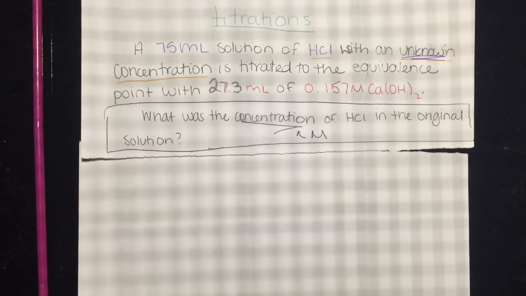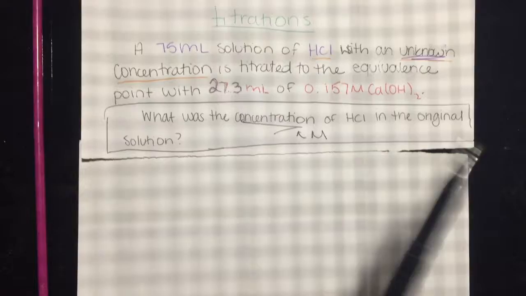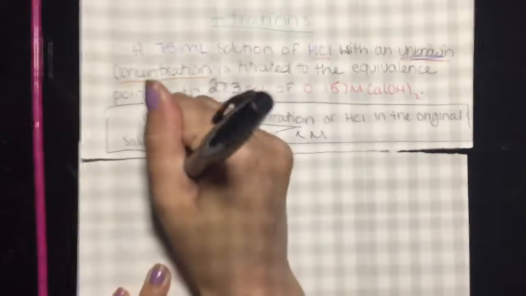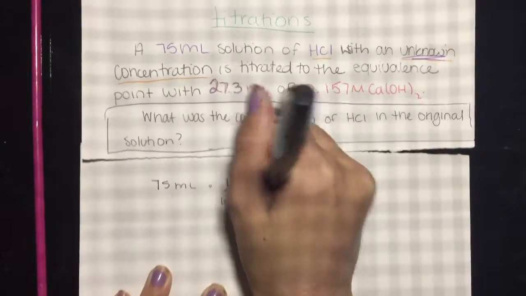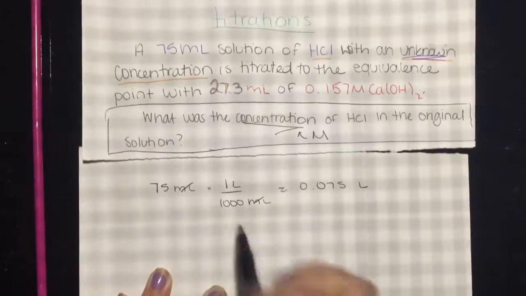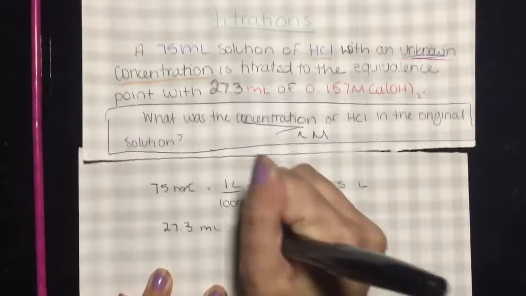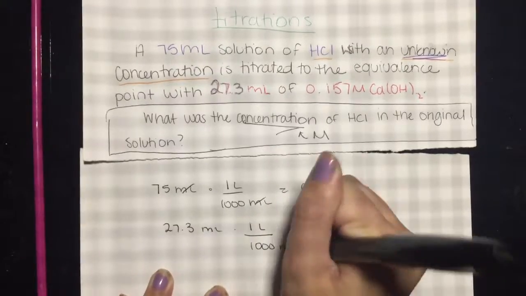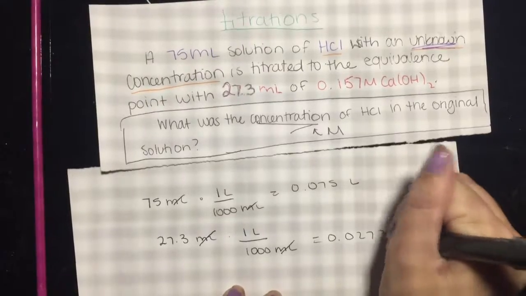And then the third step of our applied knowledge isn't something you always have to do, but I prefer to do it so I don't have to do an extra step in my equation. I'm going to go ahead and convert 75 milliliters to liters. So we know that 75 milliliters times 1 liter over 1,000 milliliters is equivalent to 0.075 liters. And then we know that 27.3 milliliters times 1 liter over 1,000 milliliters is equivalent to 0.0273 liters.